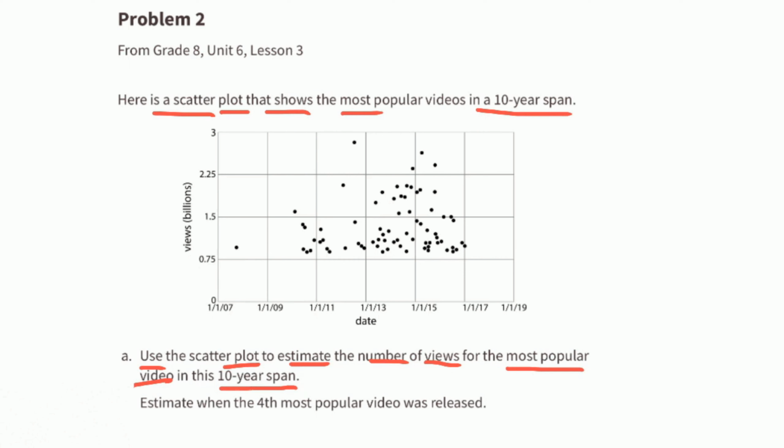To find the most popular video, we'd have to find the video that has the most views. The vertical axis represents the views in billions. Let's find the point that's at the highest part of the graph. That's not quite 3 billion views. It's just about 2.8 billion views.